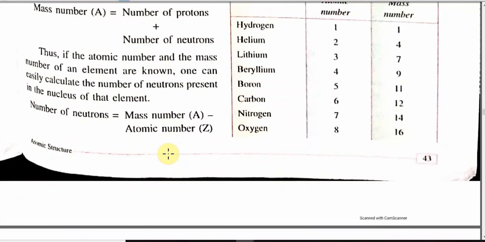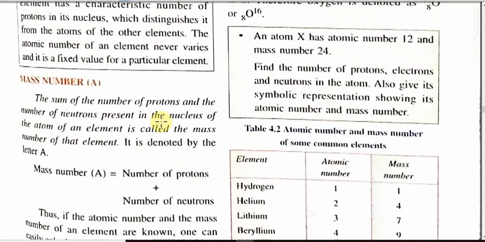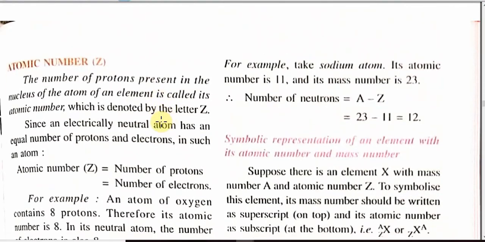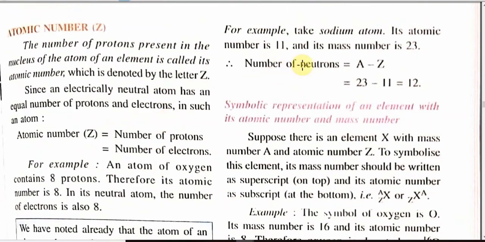Now, here are calculations. How will you find the number of neutrons present in an atom? Then we have to subtract. It means minus. Atomic number is subtracted from mass number and the result will be the number of neutrons. Let us see one example for this. Suppose we have a sodium atom. Its atomic number is 11 and mass number is 23. So, if 11 is subtracted from 23, we will get 12. And this 12 is the number of neutrons present in the sodium atom.